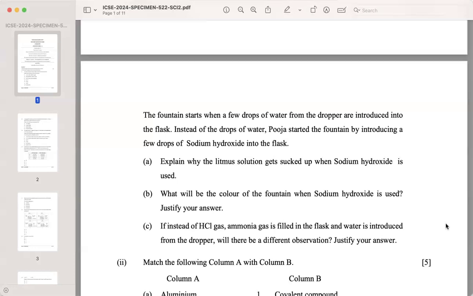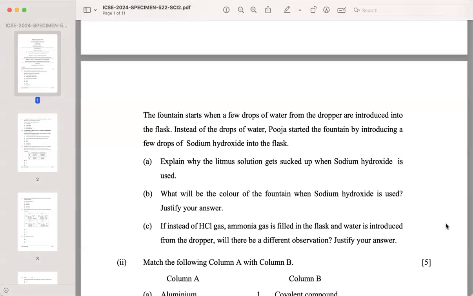Part B. What will be the color of the fountain when sodium hydroxide is used? It will be colorless. Reason being that when HCl reacts with NaOH, it will form NaCl plus H2O. So the resulting solution will be neutral in nature. And because the resulting solution will be neutral in nature, hence the answer will be colorless.